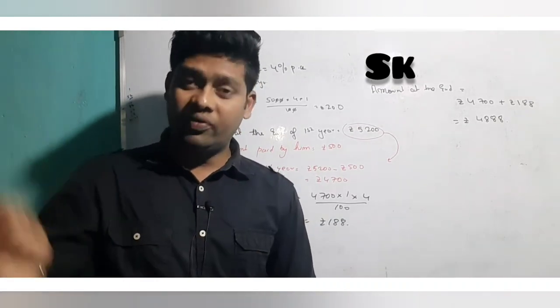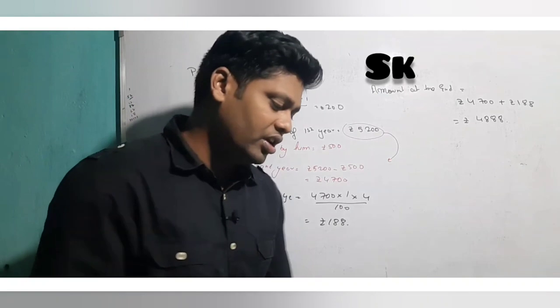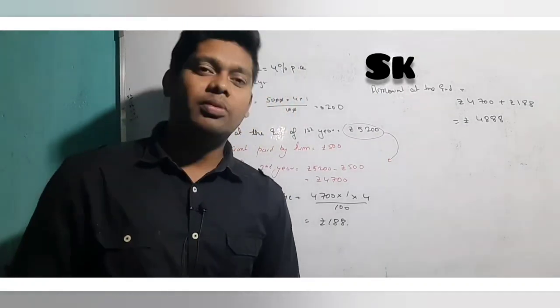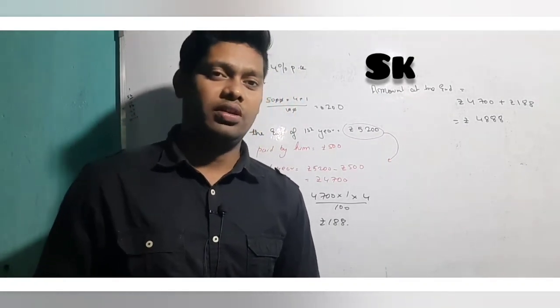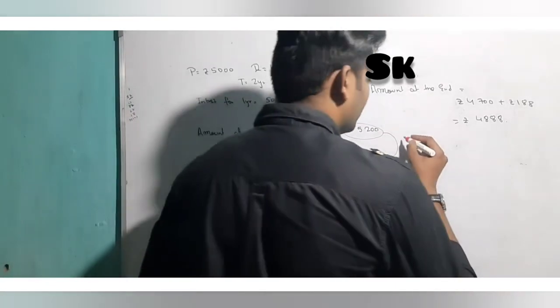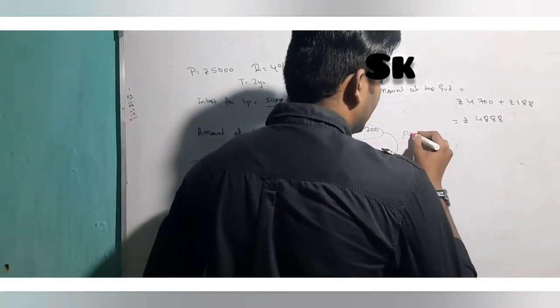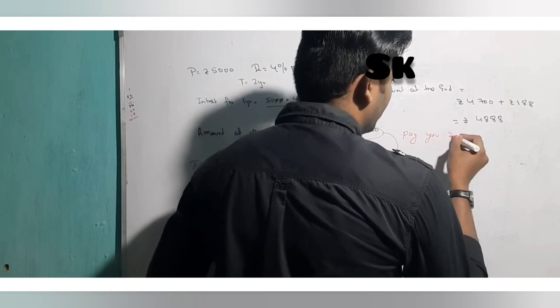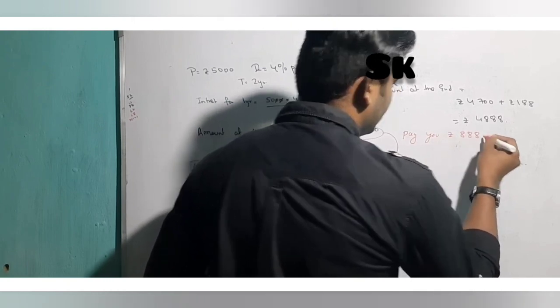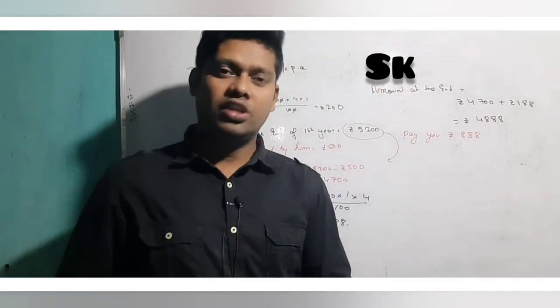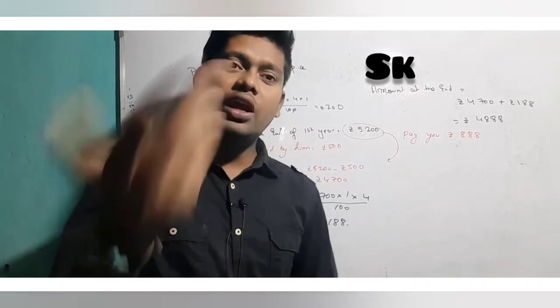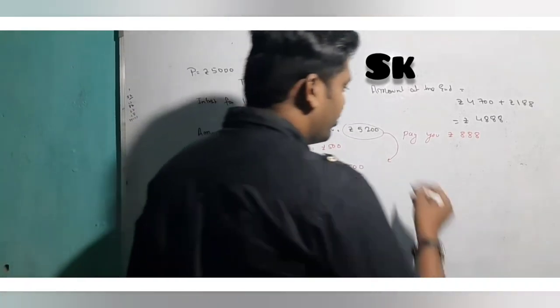Which he has to pay now. But if he says, for example, that this much amount I cannot pay, I will pay you rupees 888. He said this much I can pay. Okay, do one thing. Again I will take the same and then now the principal will be how much?